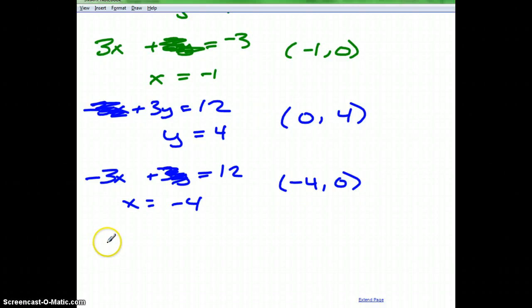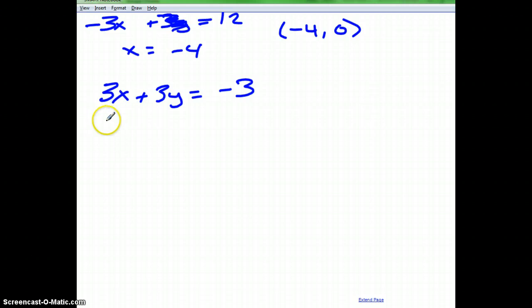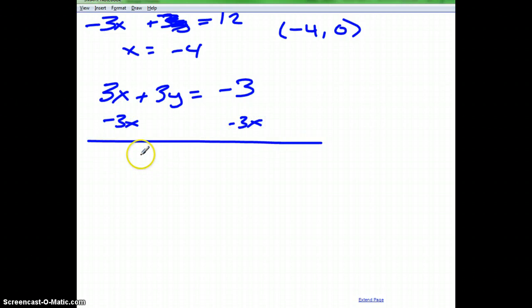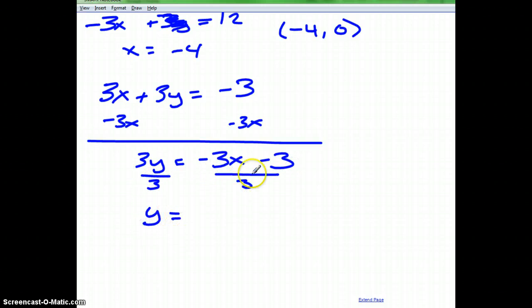The two lines were 3x plus 3y equals negative 3. So to find the slope, I need to solve for y. So subtract 3x from both sides. 3y equals negative 3x minus 3. Divide by 3, divide by 3. Y equals negative 3 divided by 3 is negative 1, minus 3 divided by 3 is negative 1. It's negative 1x minus 1. Forgot my x for a second there.